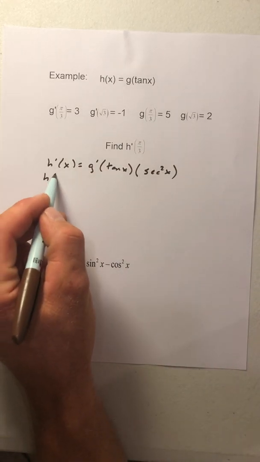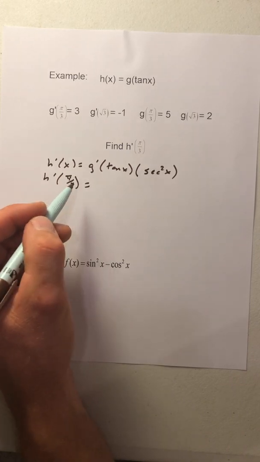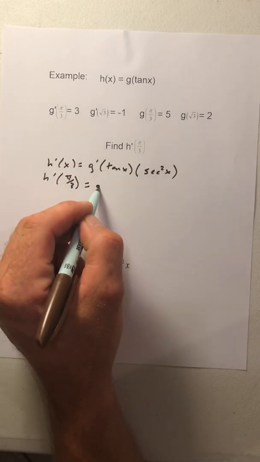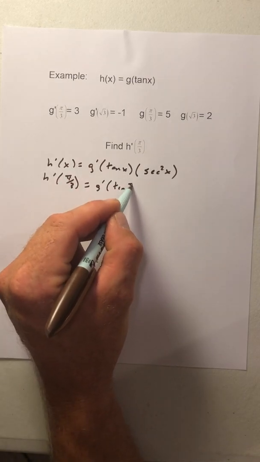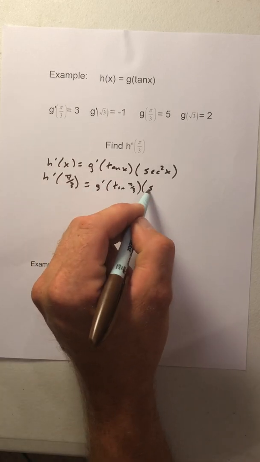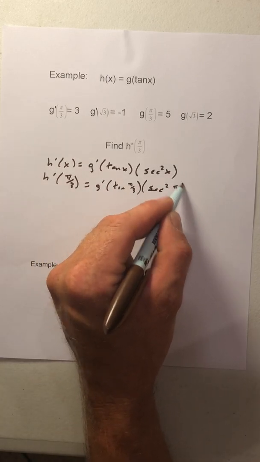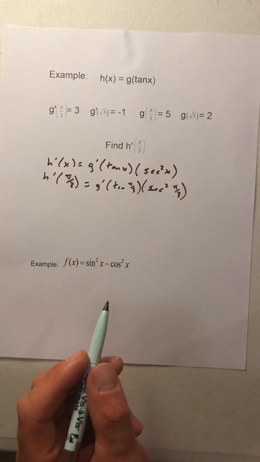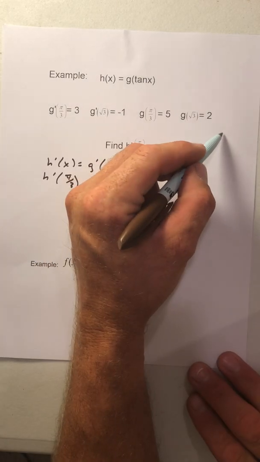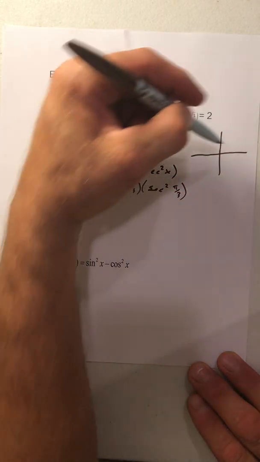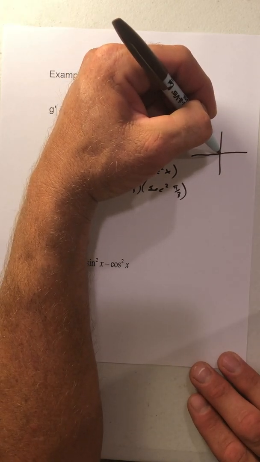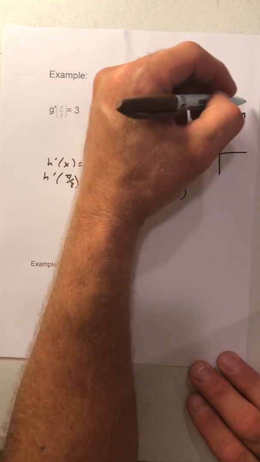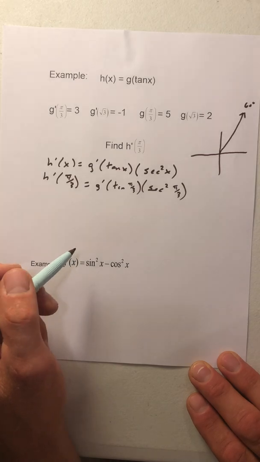So now we can go ahead and find h prime of pi over 3. Well, what is h prime of pi over 3? Well, we got to find g prime of the tangent of pi over 3 times the secant squared of pi over 3. Well, can we go ahead and find that? And hopefully, yes, we can. So we got to go back to our unit circle. We're looking at pi over 3. If you need, hopefully you don't need it, pi over 3 is going to be a 60-degree angle, if you need that reference.